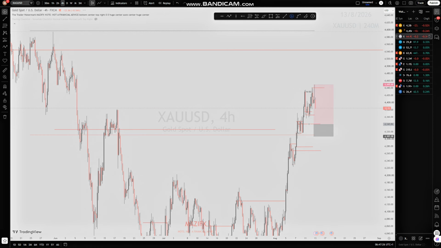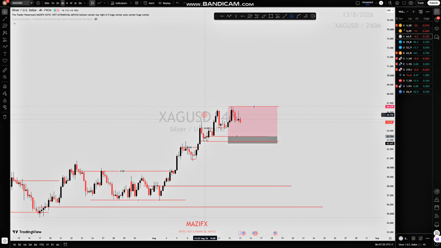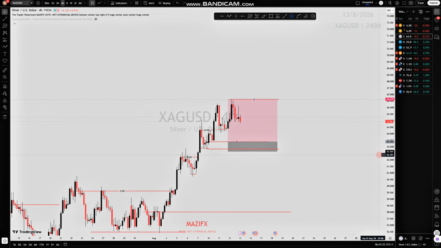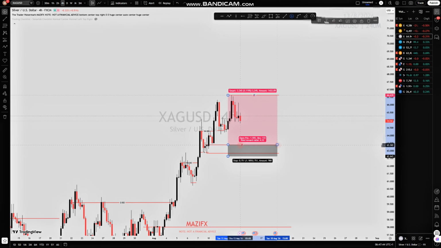So looking at silver, almost the same thing. Yeah, same trade idea on silver too. Silver is printing the same trade idea. But I'll have to choose one because I cannot trade the two, right? If I take the two and hit stop loss, that's like me losing double what I plan to lose on one trade.